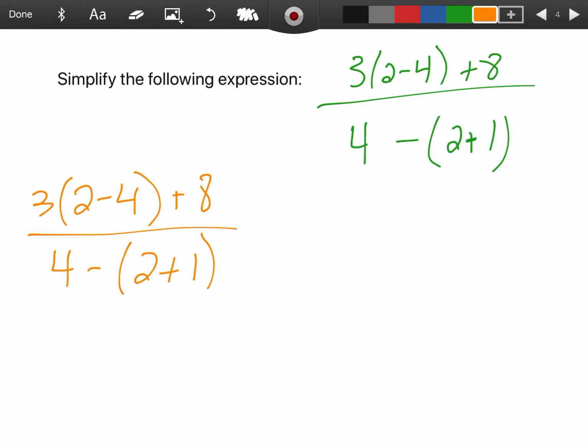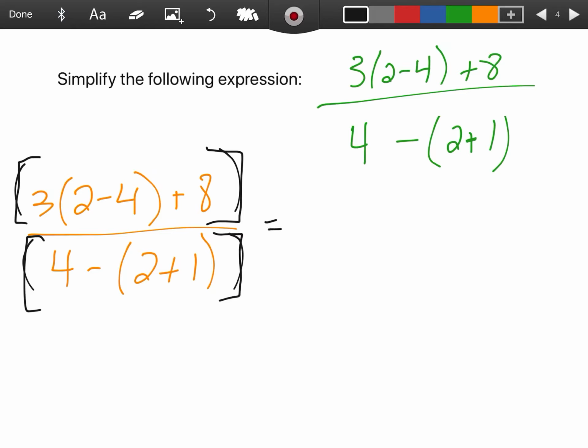All right, next, the first thing that I want to do here is remember that when I have a fraction bar, that indicates grouping. So I need to do the whole numerator first and the whole denominator first. So draw parentheses, or you could make it brackets if you'd like, because there already is parentheses, around the whole numerator and around the whole denominator.